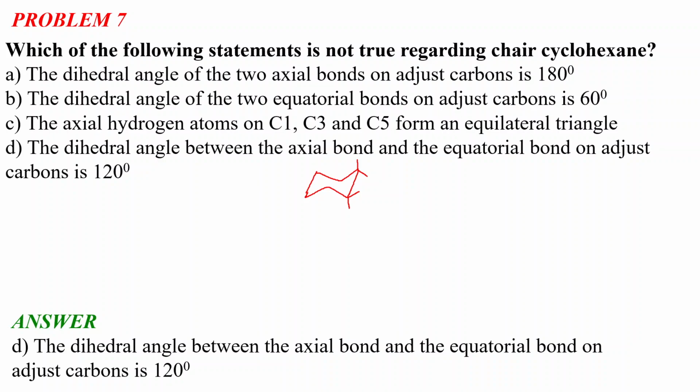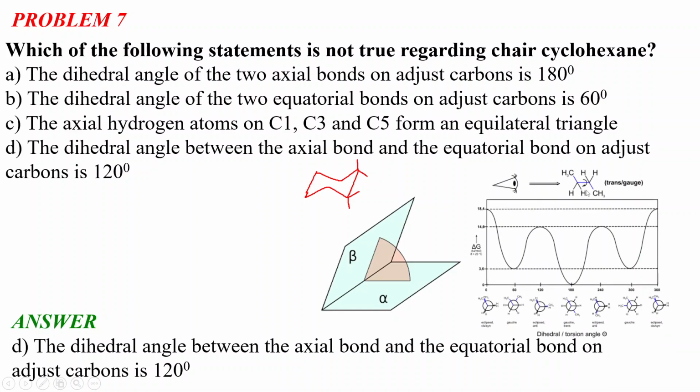So first, let's see what the dihedral angle is. The dihedral angle is basically the angle between two planes. You can say this is a kind of book shape. So this angle between this plane, the alpha plane, and this beta plane is called the dihedral angle. If you see a molecule in this formation, this is how the dihedral angle torsion curve goes.